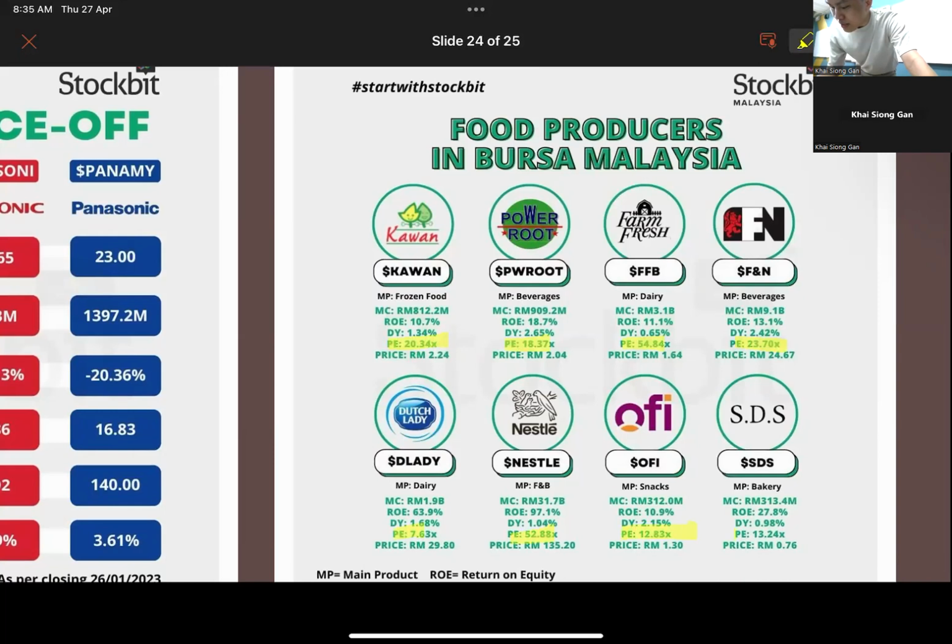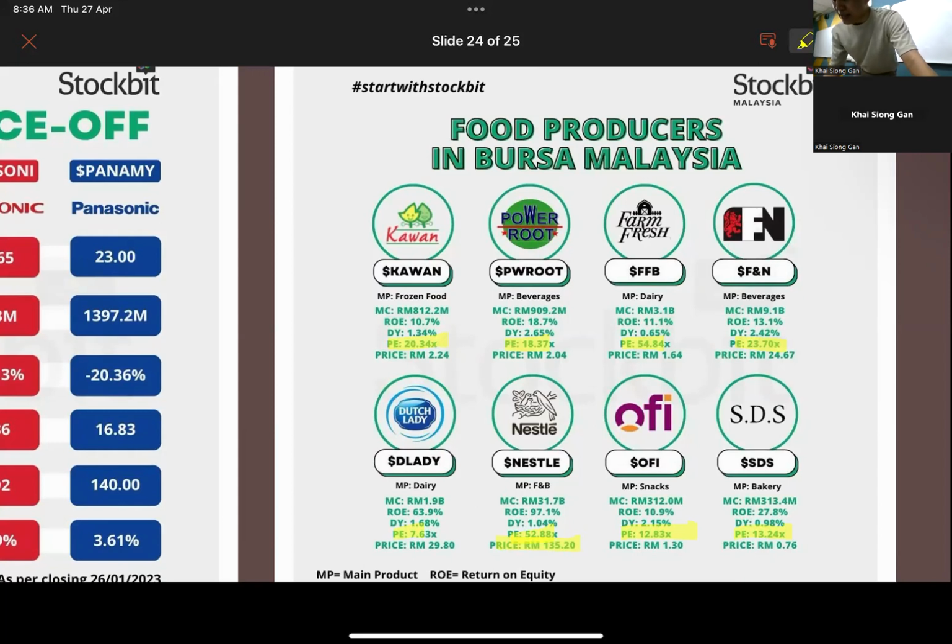Among all these, you see Nestle is quite famous. How much is the share price? Price per share is this one. Price per share for Nestle is 135.20. That means every one unit is 135. But in Malaysia, when you buy one lot, it's 100 units. So when you buy one lot of Nestle, you already pay 13,520, because one lot equals 100 units.